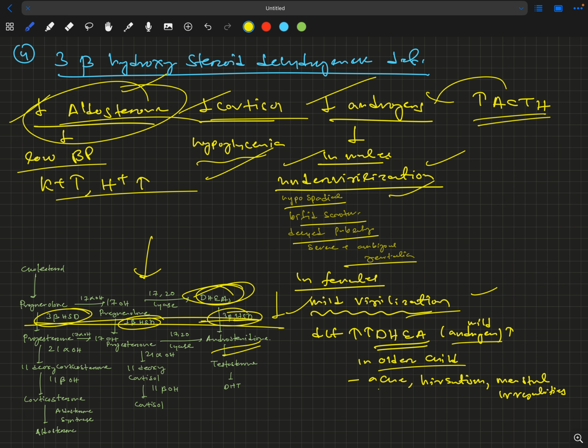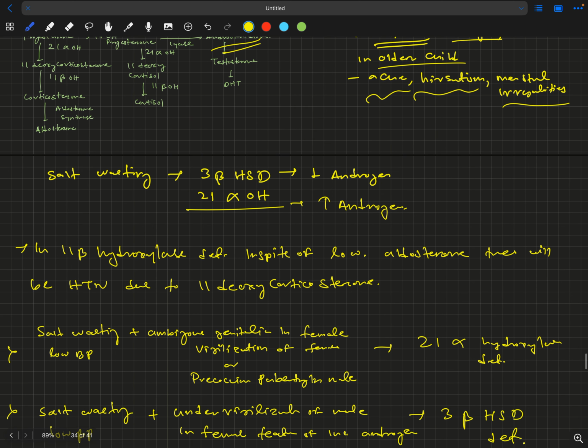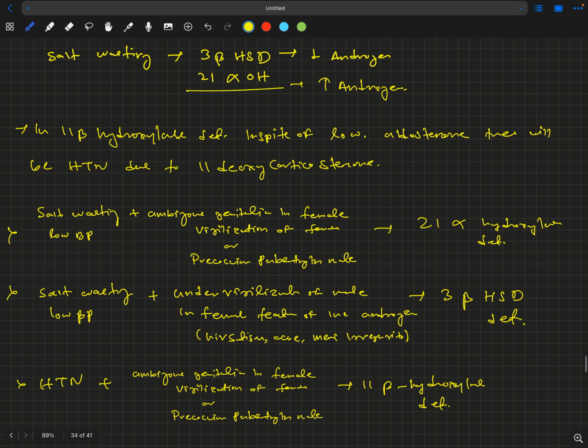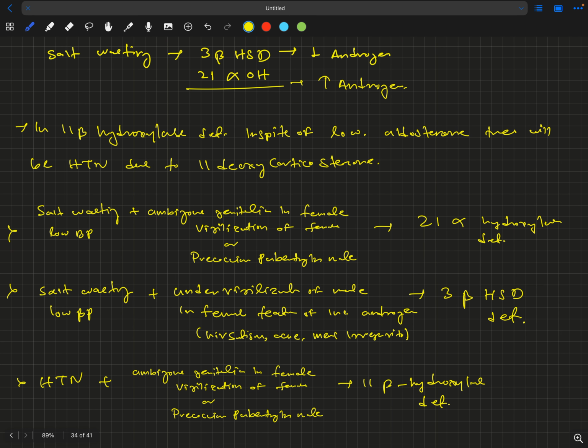So in the older child, what will the female develop? Acne, hirsutism, and menstrual irregularities will be seen in a female with 3 beta hydroxysteroid dehydrogenase deficiency. Salt wasting is due to deficiency of aldosterone. Salt wasting is seen in 3 beta hydroxysteroid dehydrogenase deficiency because there is deficiency of all three.